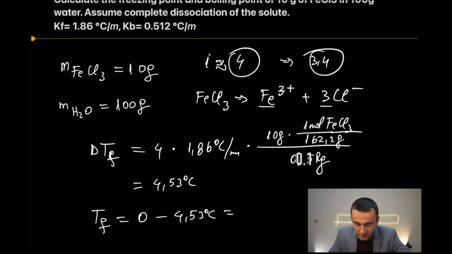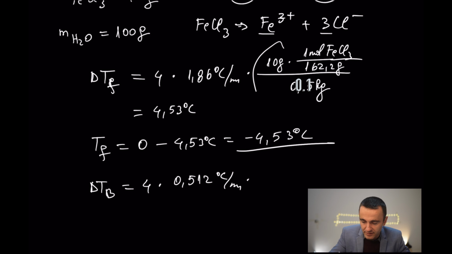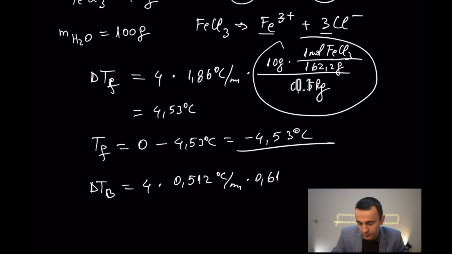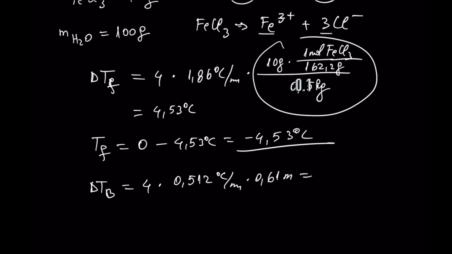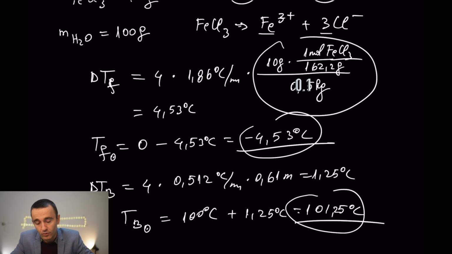So the decrease in the freezing point is going to be minus 4.53 degrees Celsius. If we calculate this here, it's going to be 0.61 molar, 1.25 degrees Celsius. Theoretically are these values, practically are slightly lower.